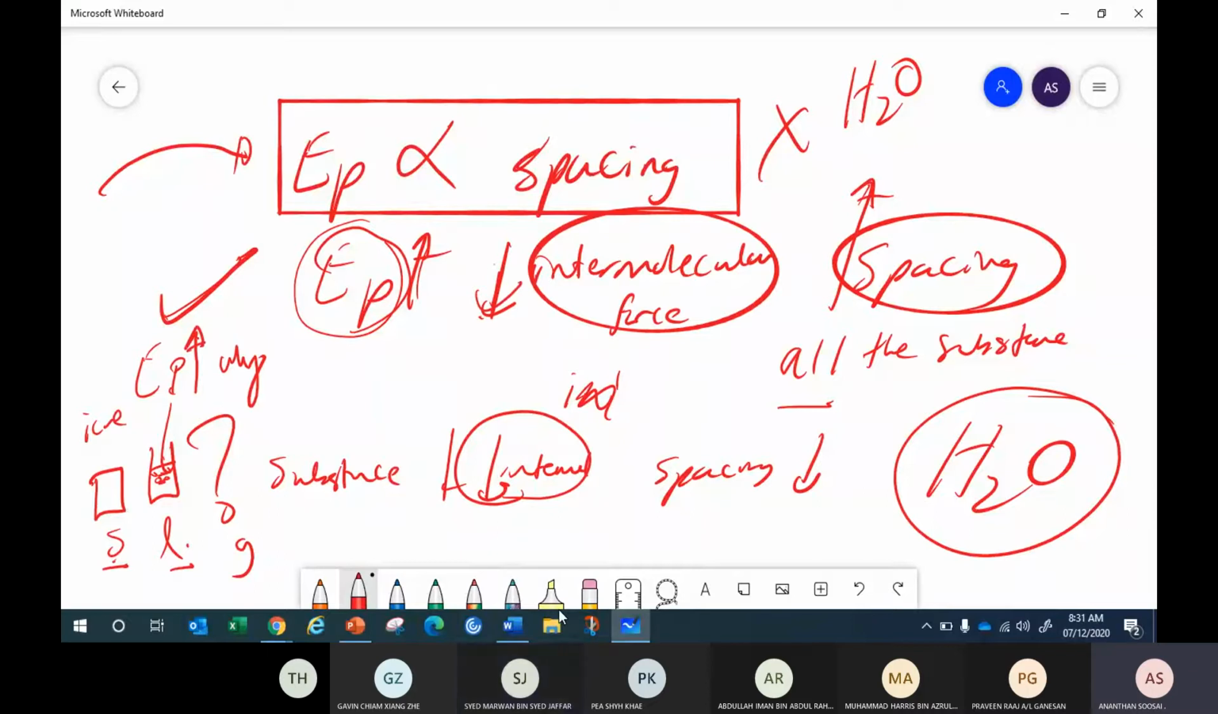The purpose of explaining this is that you can always imagine when spacing increases, intermolecular force gets weaker. But when you explain potential energy, you don't talk about spacing. You just straight away say intermolecular force gets weaker, so the potential energy gets greater. Potential energy increases because the intermolecular force gets weaker. So be careful with the wording.